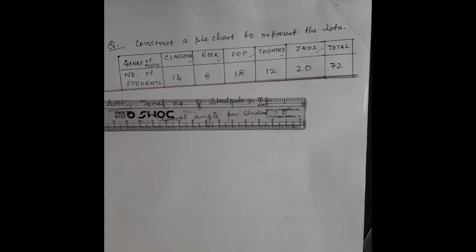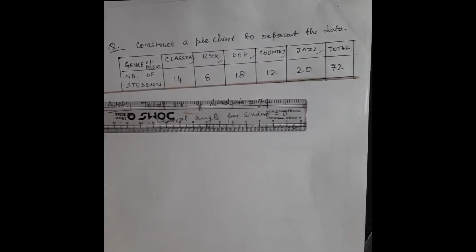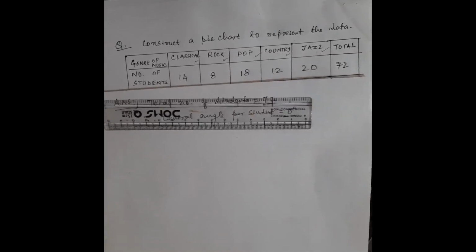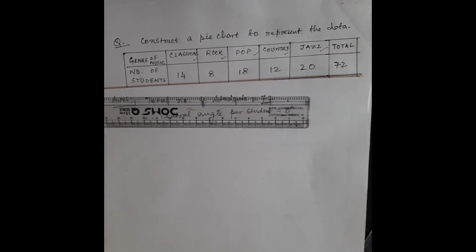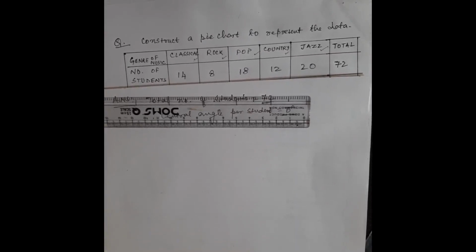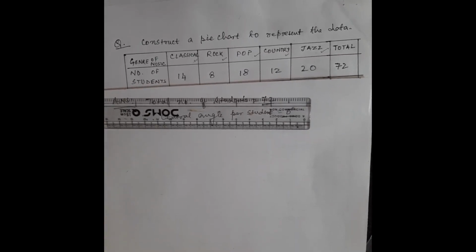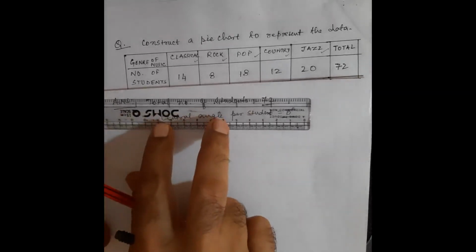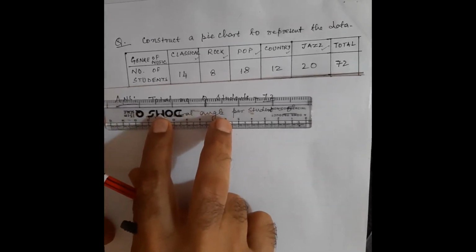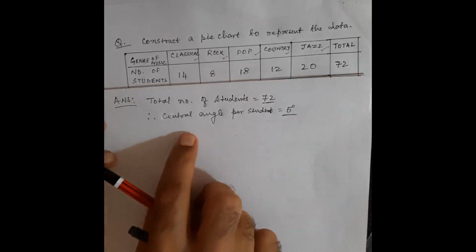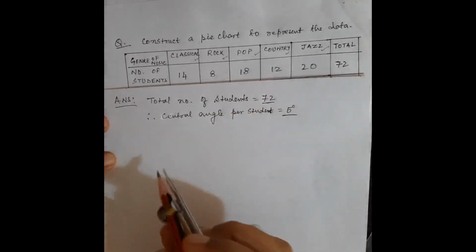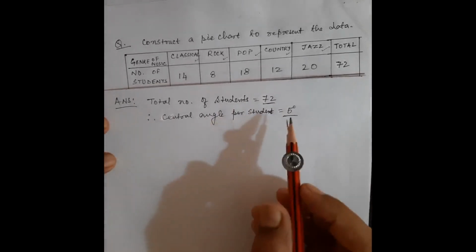So for constructing a pie chart, what we need is the central angle. As you know, for finding the central angle, there are two different ways. The way I would prefer here is to find the central angle for each student. For one student, how much is the central angle? We know the total central angle in a circle is always 360 degrees. We have the total number of students as 72 here, and so the central angle per student will be 5.